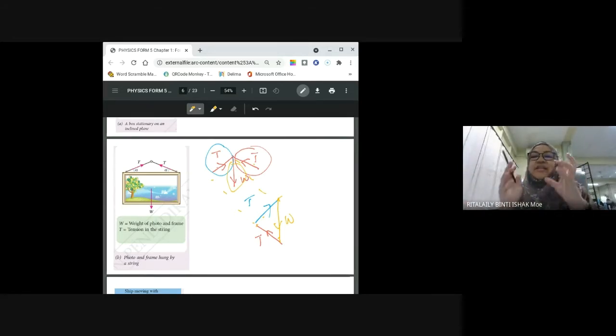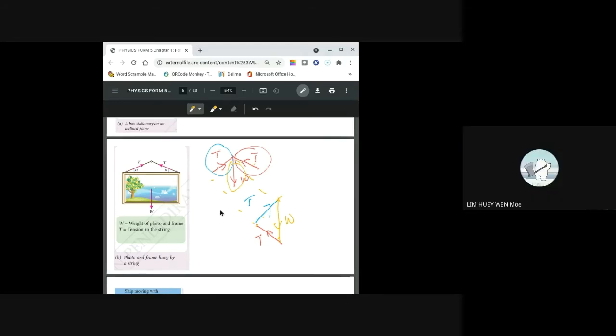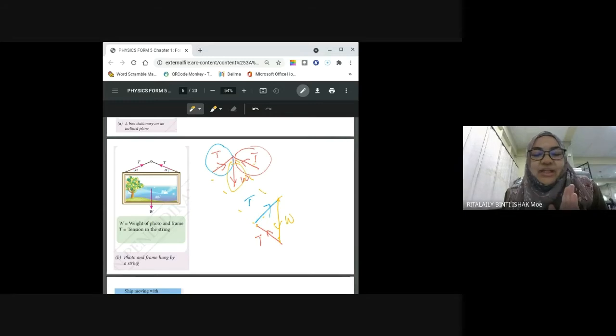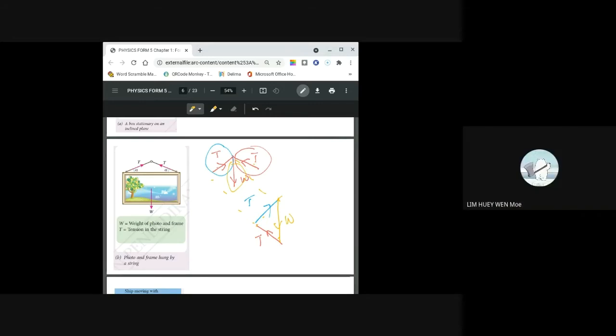Okay, and if the force is in equilibrium, the direction of all the sides of the triangle should be in a circle ataupun a circular motion. Okay, so for B, boleh faham tak? Any question? Okay, yeah, boleh terus? I don't know how to put the angle.